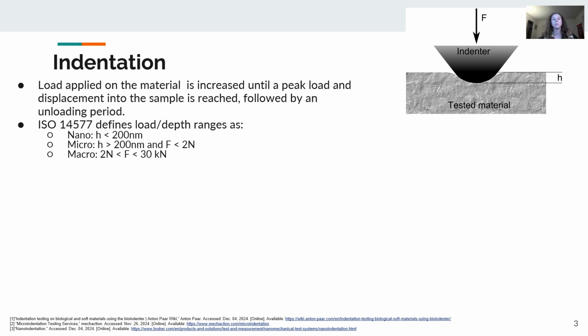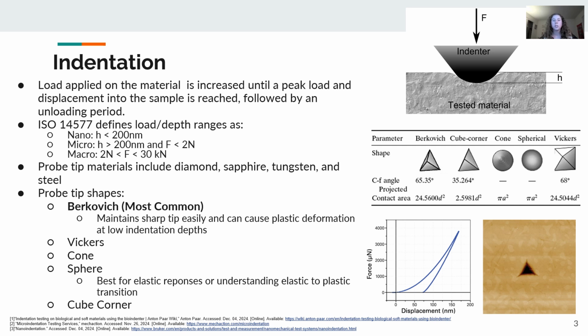Most indenter tips are made of very hard materials in order to resist the wear that comes about from continuously contacting materials. So these tips are usually made of hard tool steels, tungsten, sapphire, or most commonly diamond. The probe tip can come in many different shapes and sizes.